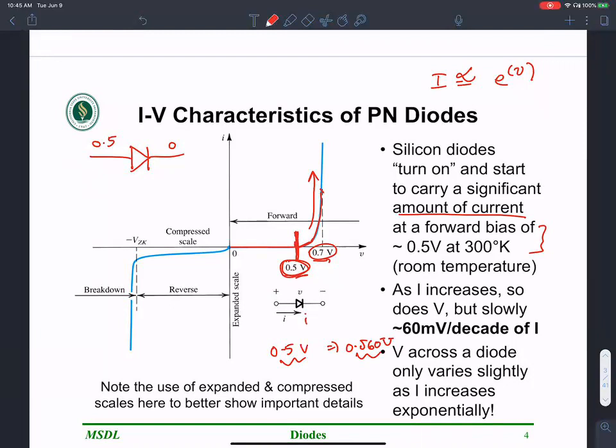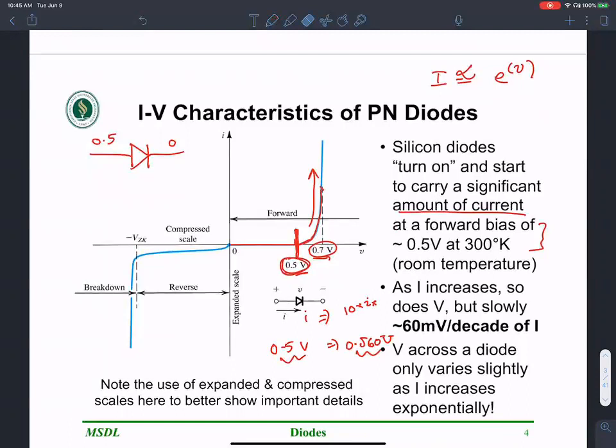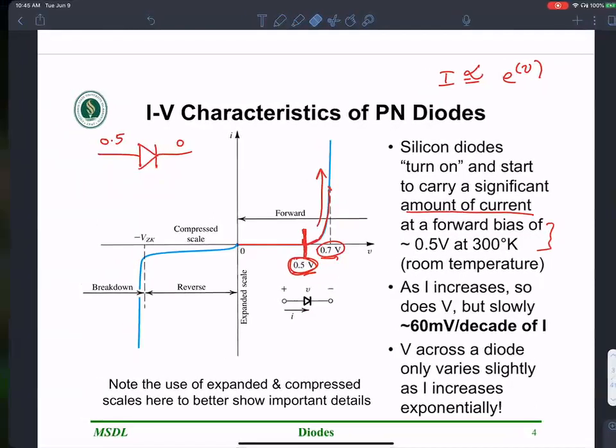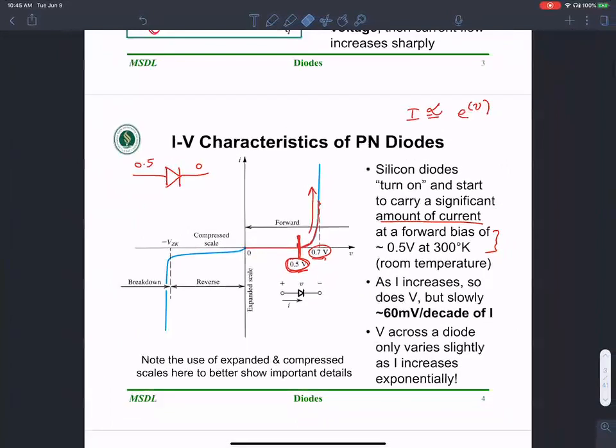Then the corresponding current is increased tenfold. So that's the idea of the 60 millivolt per decade relationship here. For every 60 millivolt increase in the voltage, the current is going to multiply tenfold. So voltage across the diode only varies slightly as current increases exponentially.